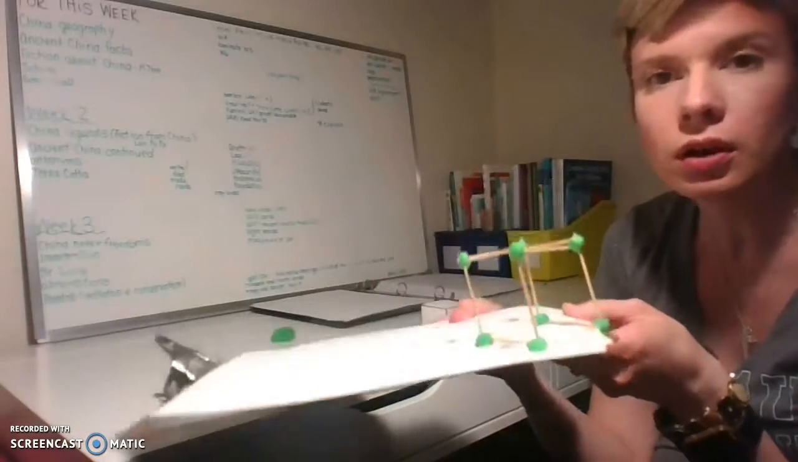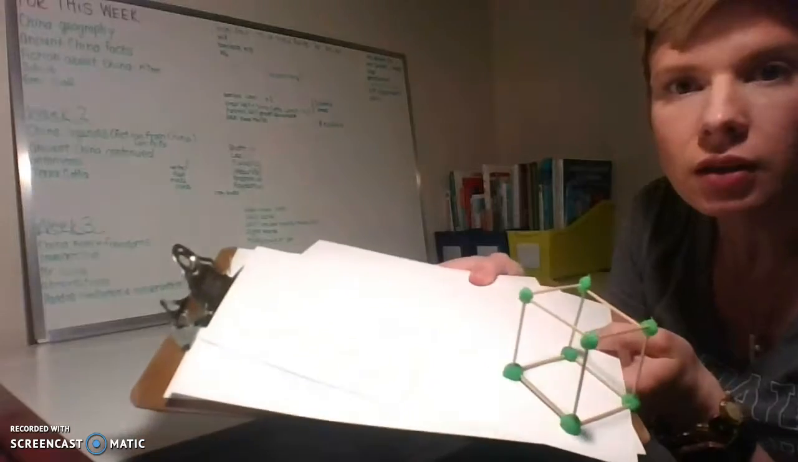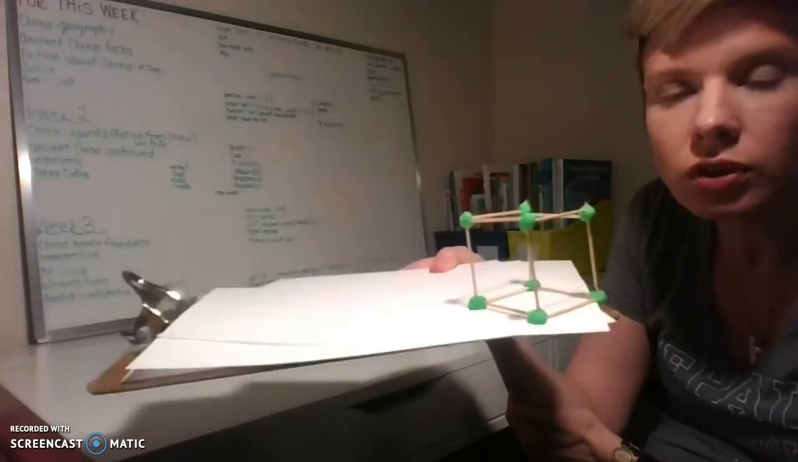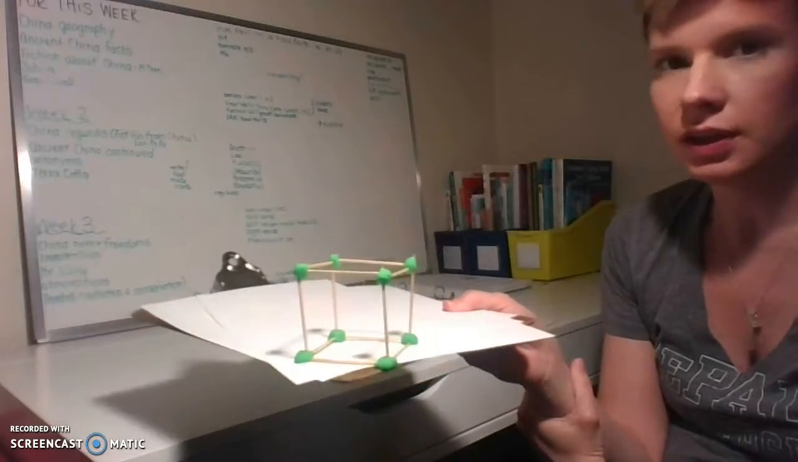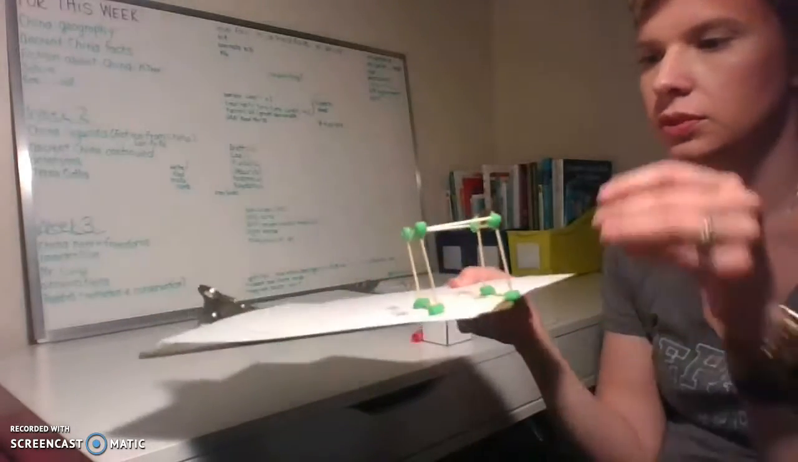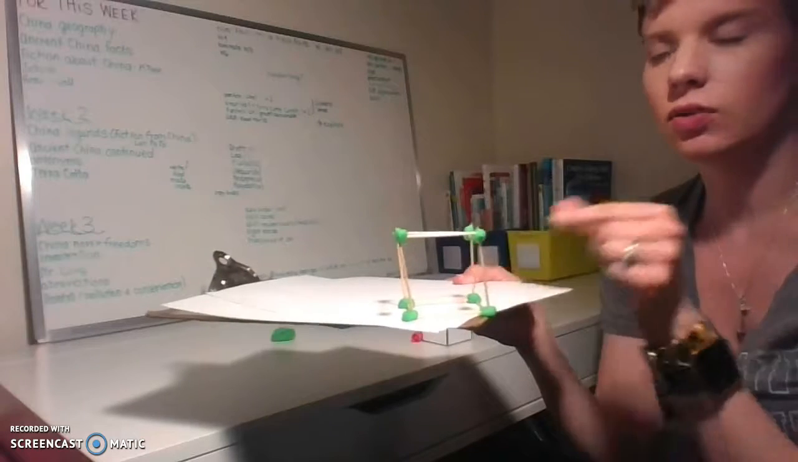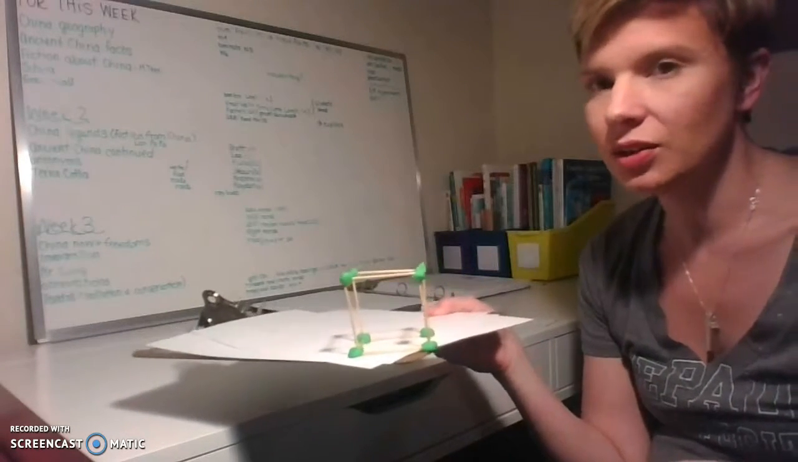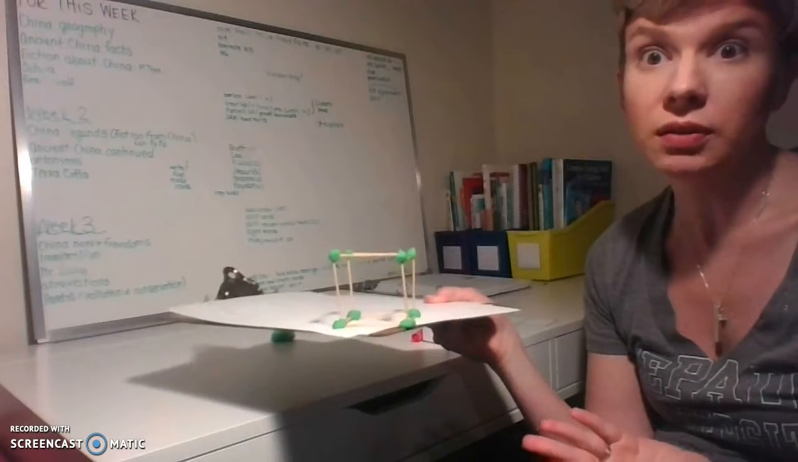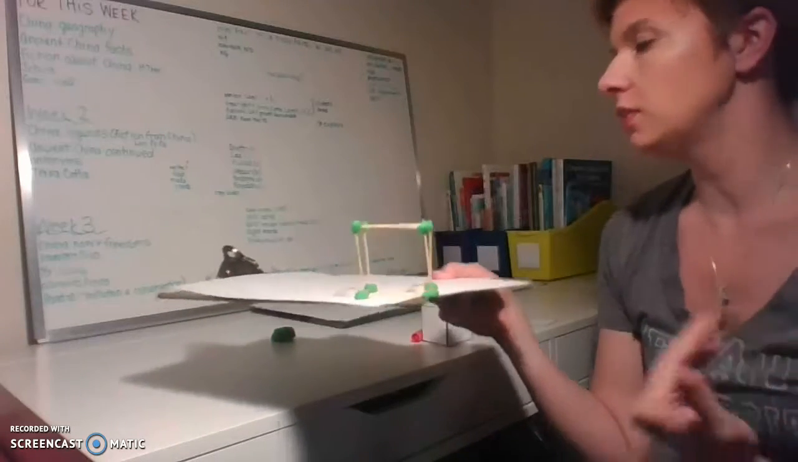And here is my cube. Now I'm looking at this thing and I'm thinking, something is not quite right with this cube. It's like a skeleton cube. And do you know what it's missing? They're called faces.